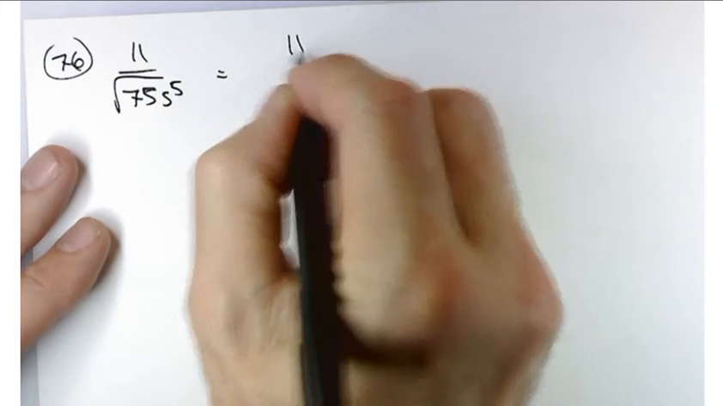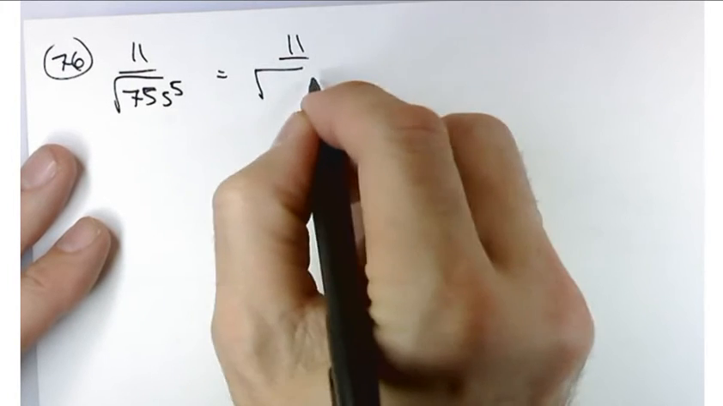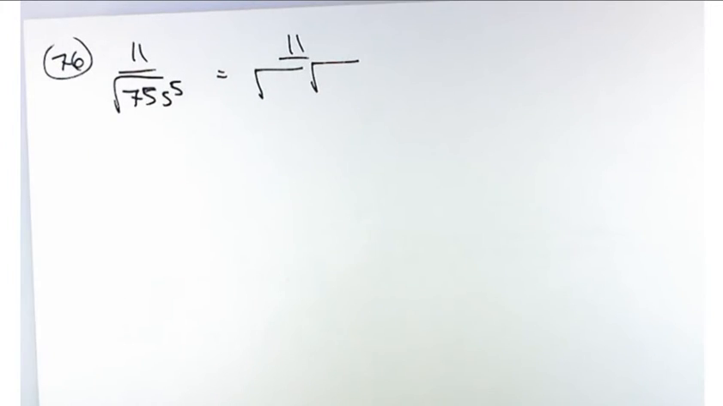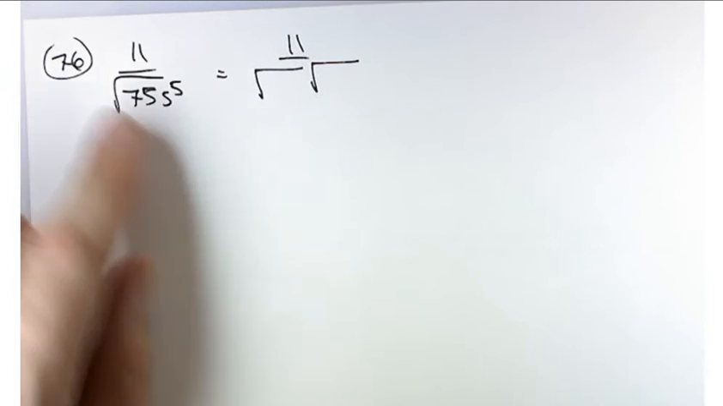Alright, so what I would suggest is that before we start rationalizing, don't multiply by root 75 s to the fifth over root 75 s to the fifth. That's a really long way to do this problem. Let's see if we can't simplify the denominator first. In fact, we've worked with 75 several times today. How can we break up 75?